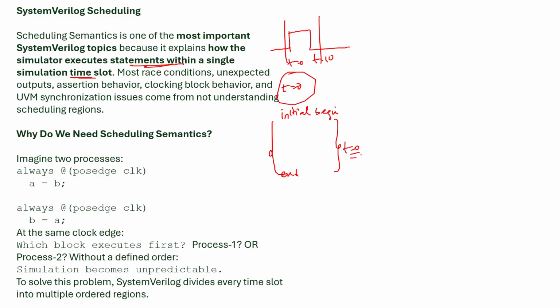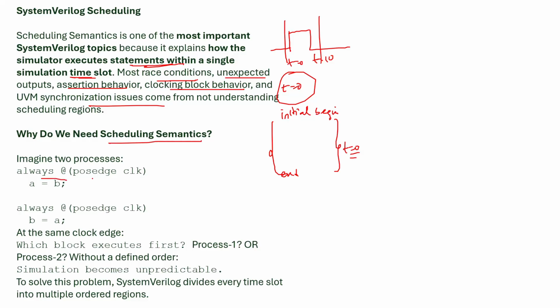So that is the reason most of the time we get race conditions or unexpected outputs, assertion behavior, clocking block behavior, and synchronization issues. Without understanding these regions and which type of statements execute in which region, we may get race conditions. To avoid the race conditions, we are using this scheduling. So why do we need scheduling semantics?